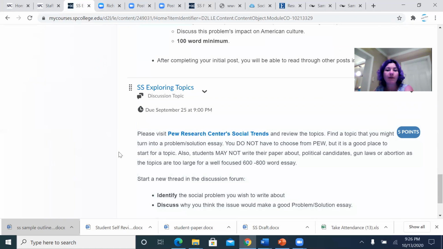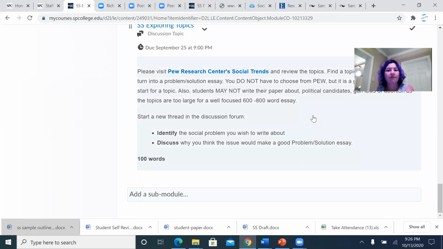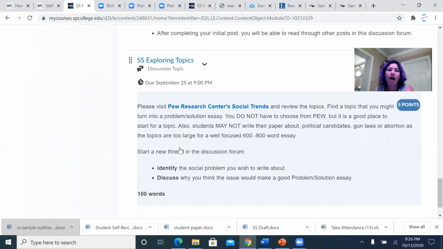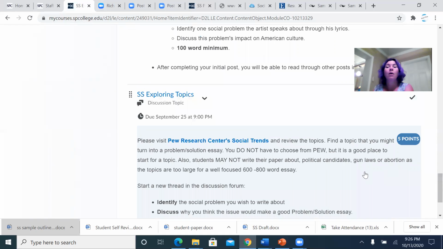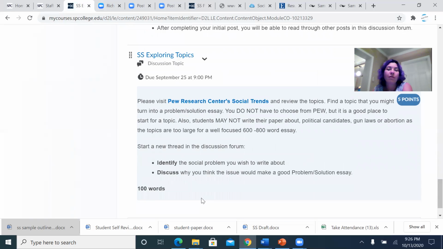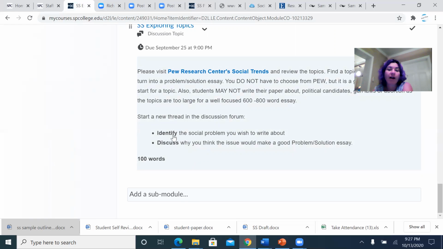Next, we have exploring the topics, and this is where students were expected to choose a topic that they would then research and explain in this 600 to 800 word essay, identifying the social problem and discuss why you think it's a problem and why you think it would make a good problem solution essay. Okay, so that was only a 100 word post. Again, you should have responded to a peer with critical but yet helpful feedback as to whether or not you think your peers have identified a sufficient topic. Do you think your peers have focused it well enough?